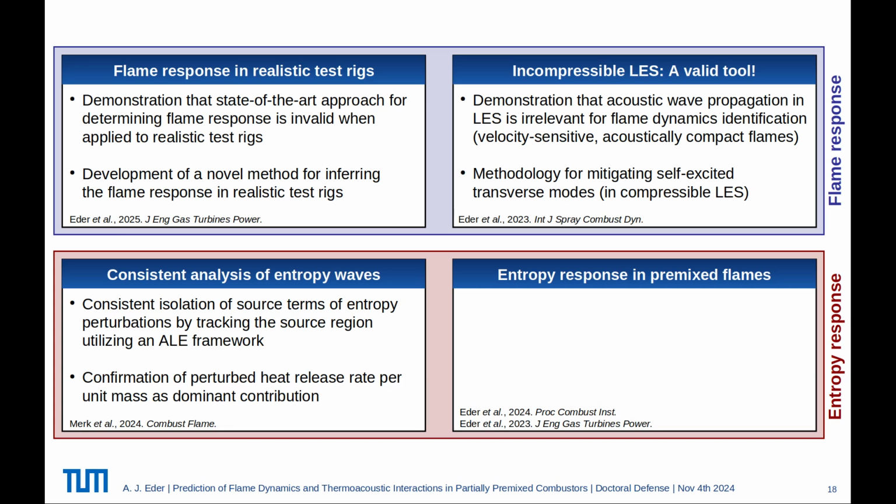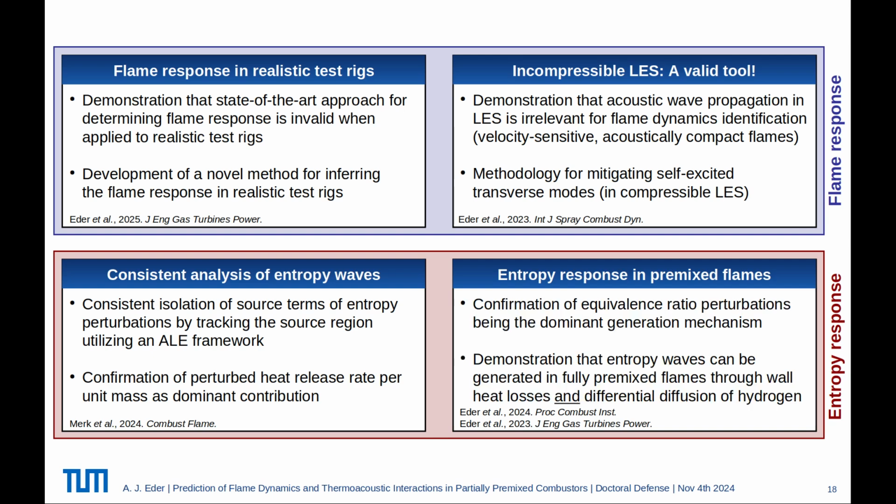We further isolated consistently the source terms of entropy perturbations by tracking the source regions utilizing an arbitrary Lagrangian Eulerian framework, and we confirmed that the perturbed heat release rate per unit mass is the dominant contribution.